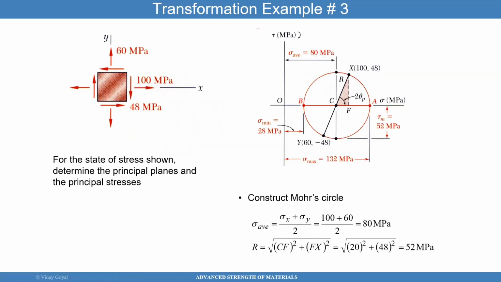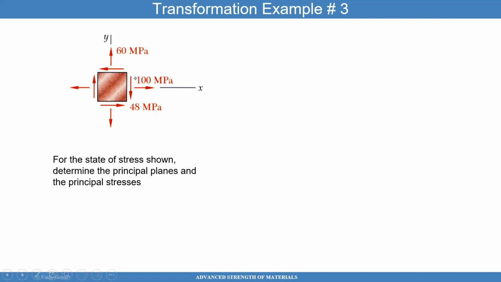Let's do example 3. So given the stresses of 100 megapascals and 60 megapascals like this, and the shear stress in this case is negative, notice, 48. I'm sorry, it's 48, but it's negative, while 160 is positive. So if I were to write this down, it will be like this. It will be 100 for sigma xx, 60 for sigma yy, minus 48 for sigma xy.